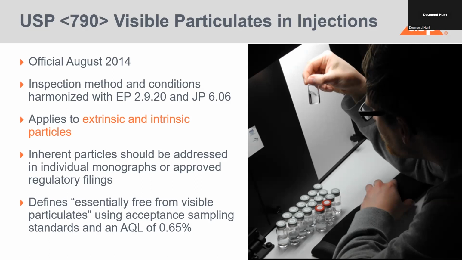The chapter really focuses in on extrinsic and intrinsic particles. Again, those particles that you normally will find within your manufacturing space, and those outside, such as dust and insect parts. The chapter does not deal with the topic of inherent particles. And as I discussed in the previous slide, when we think about inherent particles, these are things that are natural characteristics of the drug product.